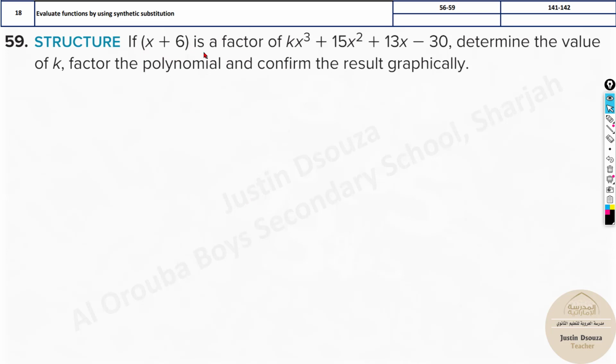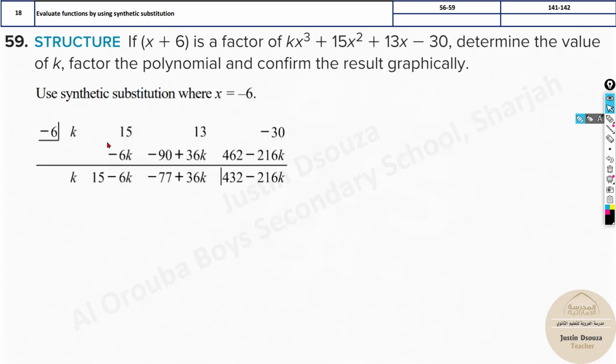If x plus 6 is a factor of this term, determine the value of k, factor of the polynomial, and confirm the result graphically. Now what they are saying is, this is a factor of this. So doesn't matter, just do synthetic division, direct synthetic division, but keep this as it is, like k. And since they have told us it is a factor, what does this mean? Factor means doesn't matter what, this remainder will be equal to 0.